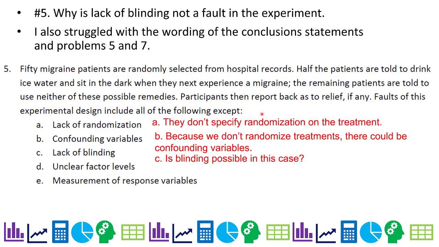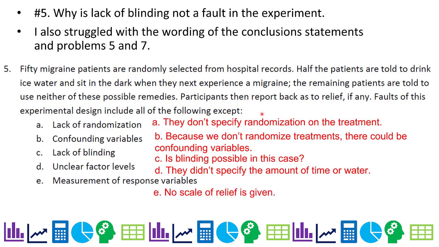C, we're not sure that blinding is possible in this case because if you're going to try and treat it with ice water in the dark, you're going to kind of know if you do or don't get those benefits. So people can tell whether they're getting a treatment or not. Now, they didn't specify the amount of time or water. So I think one of the things they could have done is said, okay, 15 minutes in the dark, 1 glass of ice water or 8 ounces of ice water. They didn't do any of those things. And then no scale of relief is given. So how do you measure the response variable? So the only one that they probably couldn't deal with was the lack of blinding.